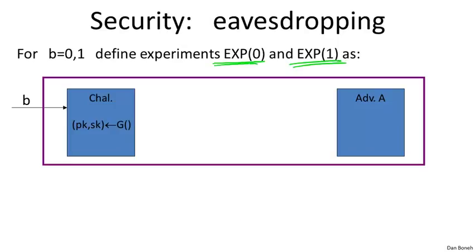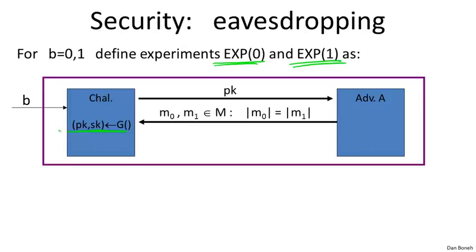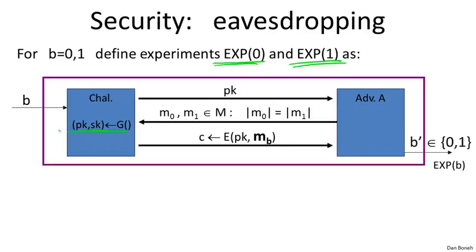In either experiment, the challenger is going to generate a public key and secret key pair. He's going to give the public key to the adversary. The adversary is going to output two messages, M0 and M1, of equal length, and then what he gets back is either the encryption of M0 or the encryption of M1. In experiment 0, he gets the encryption of M0. In experiment 1, he gets the encryption of M1. And then the adversary is supposed to say, which one did he get? Did he get the encryption of M0 or the encryption of M1?